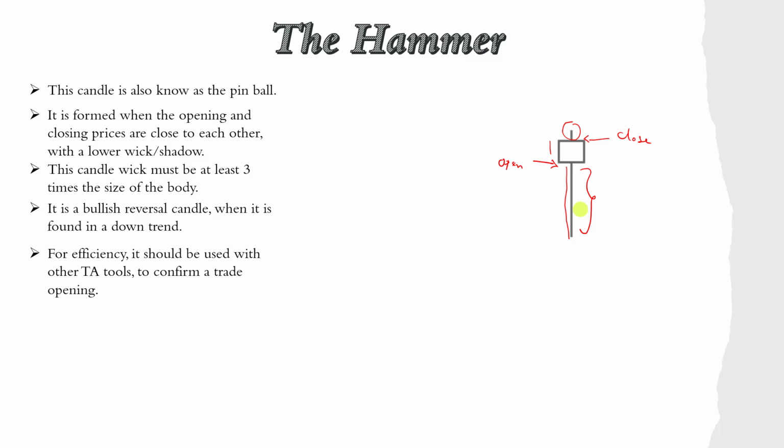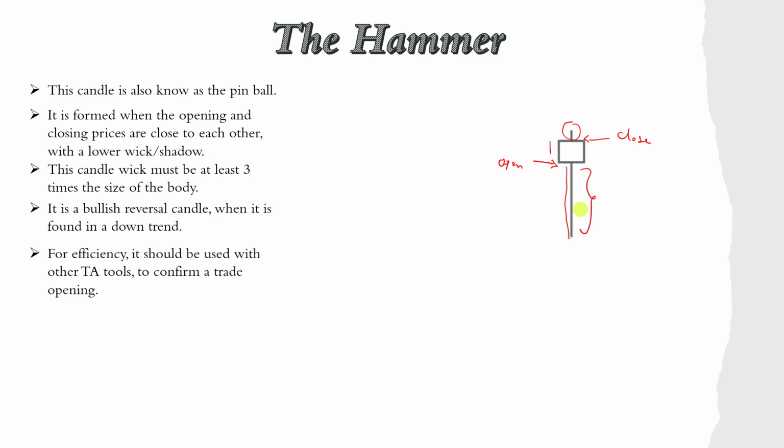For efficiency, it should be used with other technical analysis tools to confirm a trade opening. So if you want to open a trade with a hammer candle, you should also combine it with other technical analysis tools like volume, or other indicators like RSI, MACD, or your Bollinger Band. Think of your EMA. Think of any technical analysis tool you are using. You cannot just pick the hammer candle alone and say, since I've seen a hammer candle here now, that means the market is going to reverse.